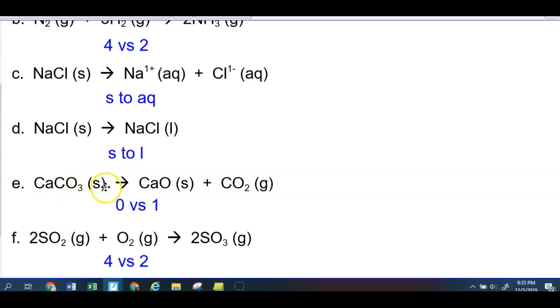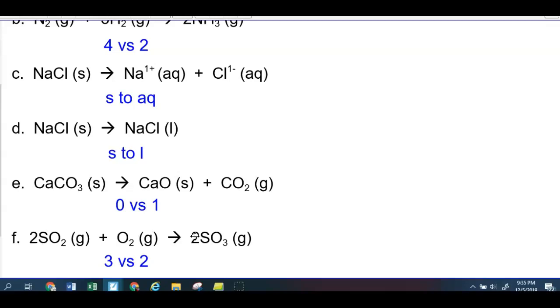Pardon me. So I'm going to look for moles of gas. We have no gases on this side. This wouldn't count. And 1 mole of gas on that side. On F, we have all moles of gas. So we have 2. Oops, this should be a 3. Let me fix that, please. 3 moles of gas on this side, 2 plus 1 is 3, versus 2 moles of gas on this side.